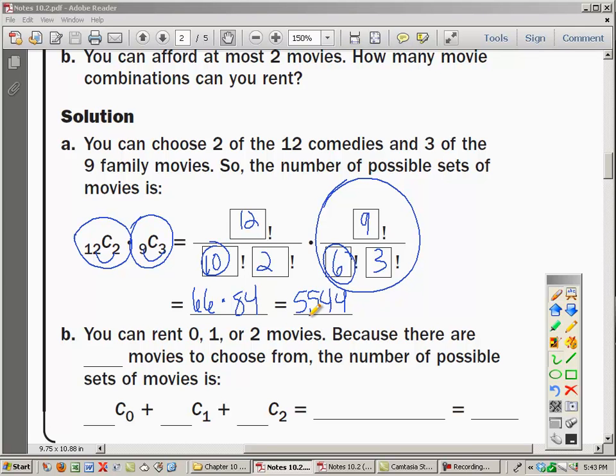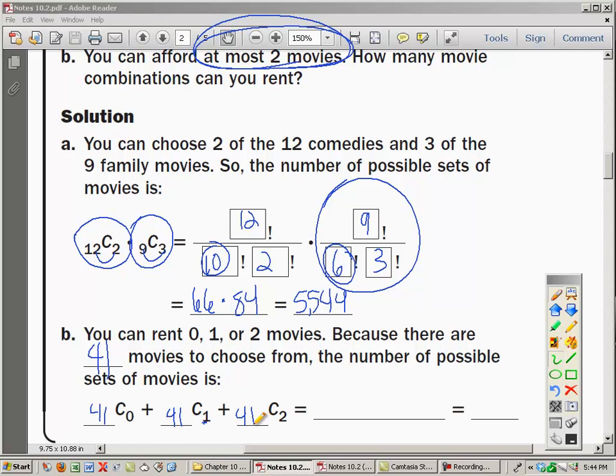Now, this terminology here says you can afford at most 2 movies. And it doesn't matter what type of movies we choose. Altogether we end up with a total of 41 movies, because if I add all those new movies together, I get 41 movies. Of those 41, we can choose 0 of them, we can choose 1 of them, or we can choose 2 of them.